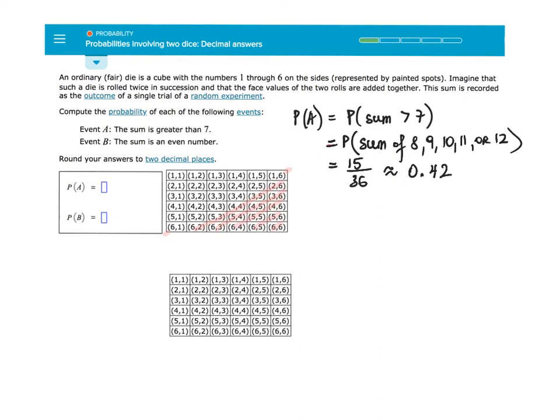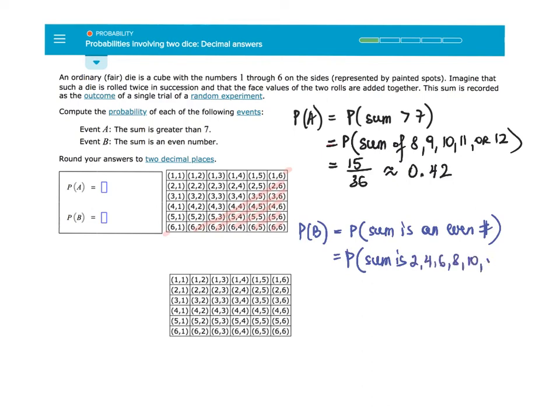Our next event, event B. Probability of event B is same as looking for the probability that the sum is an even number, which is same as probability that the sum is, okay, even numbers between 2 and 12: 2, 4, 6, 8, 10, or 12. Now let's take a look at our table to see how many events meet this requirement.